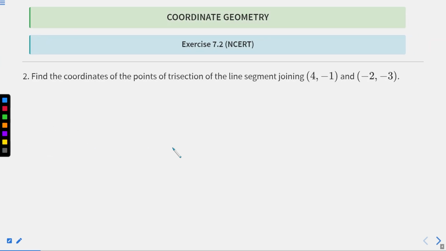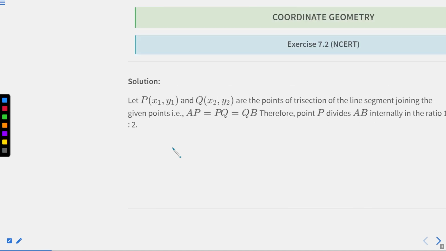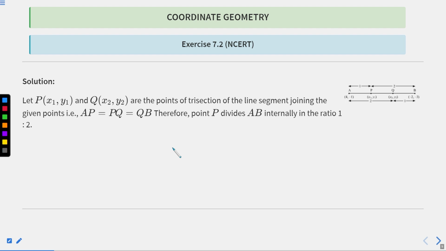In question number 2, it says: find the coordinates of the points of trisection of the line segment joining 4 comma minus 1 and minus 2 comma minus 3. Let us see how to solve this question. First, let P x1 comma y1 and Q x2 comma y2 be the points of trisection of the line segment joining the given points.